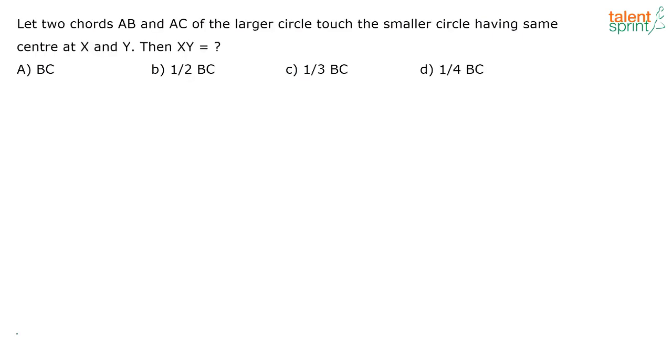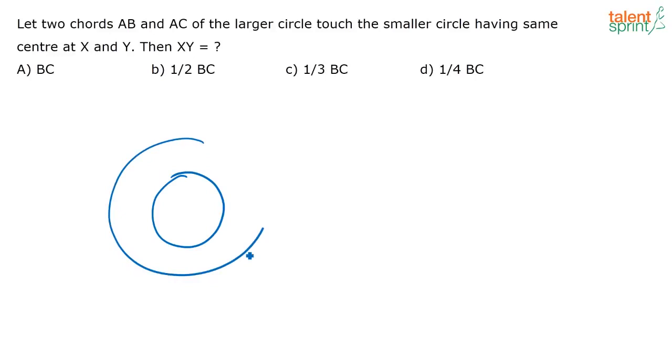Next question. Let two chords AB and AC of the larger circle touch the smaller circle having the same center at x and y. Then xy is equal to dash. So that's the question. A lot of you are giving me the answer as option B. So let me try to represent this figure here. AB and this is C.